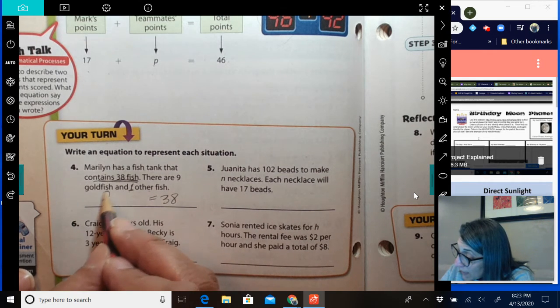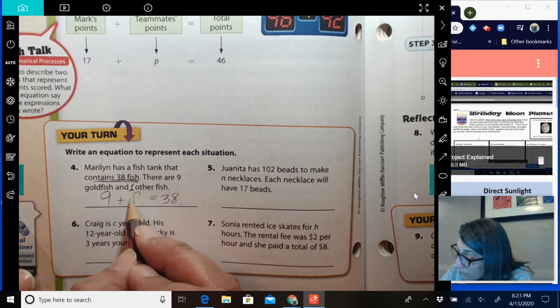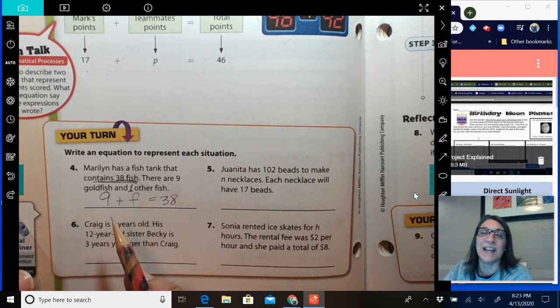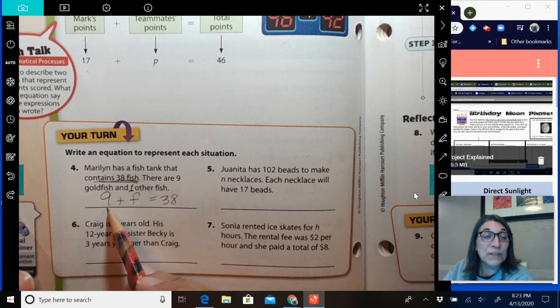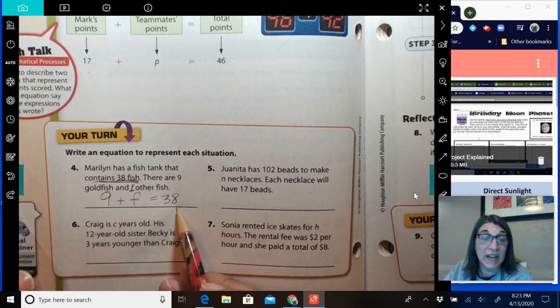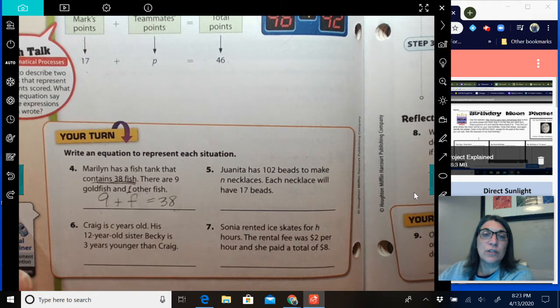So this is going to be 9 plus F. So this represents the fish in the fish tank. 9 goldfish plus the rest of the fish equals 38 fish in the fish tank total. Okay. So let's try this one.